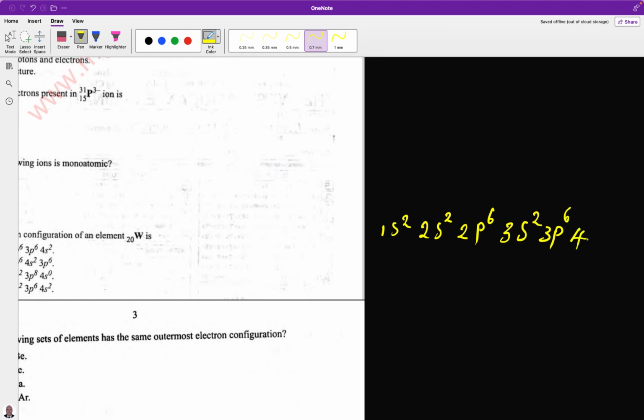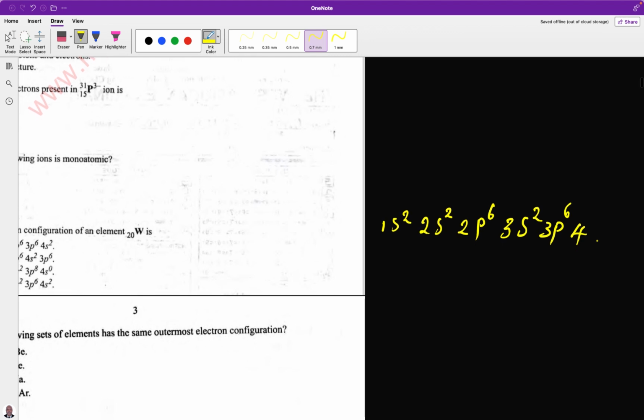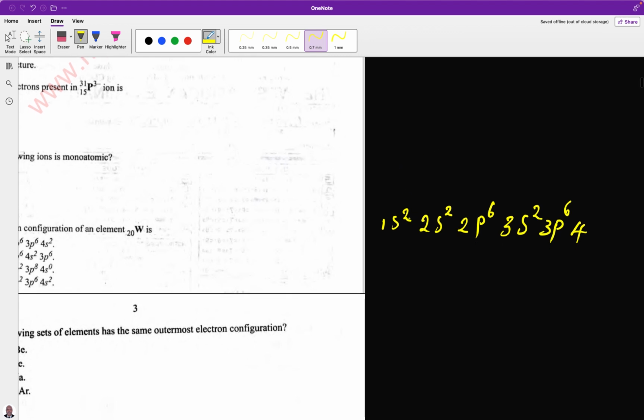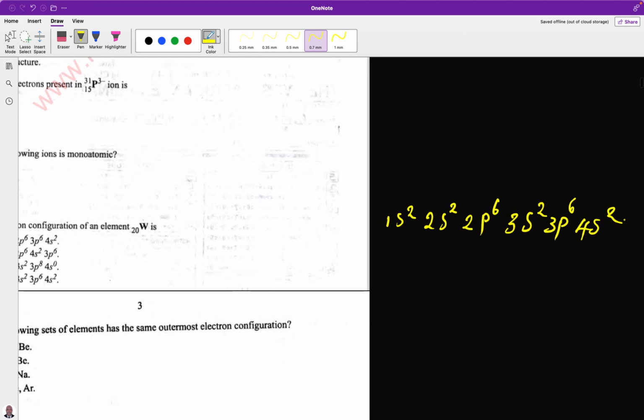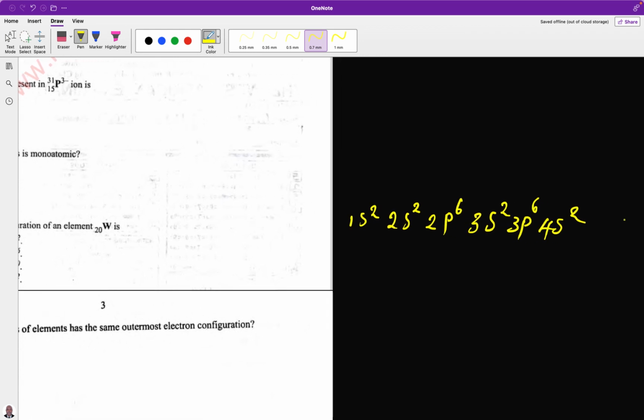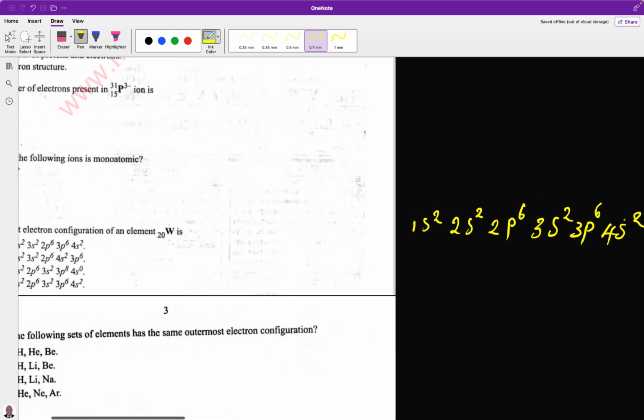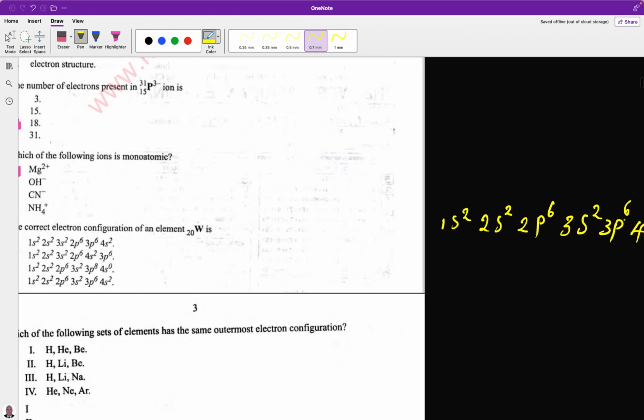Then 4s. Now this is 2, 4. This is 10. This is 12. This is 18, and it will be 4s2. So altogether 20. So it will end in the s block, in the s orbital. So 4s2. The one that ends in 4s2 is which one?